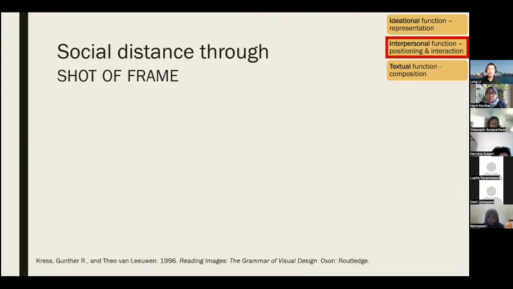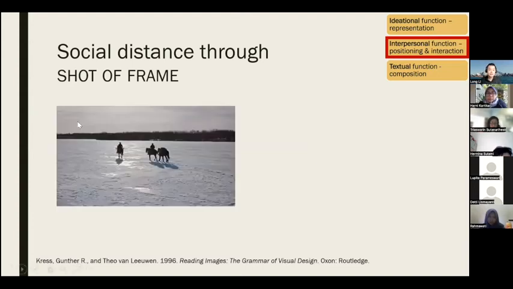So likewise, there are systems in the interpersonal function. For example, shot of frame is a system in the interpersonal function. So when there is a long shot, this positions the two men, or two people, as being very distant.